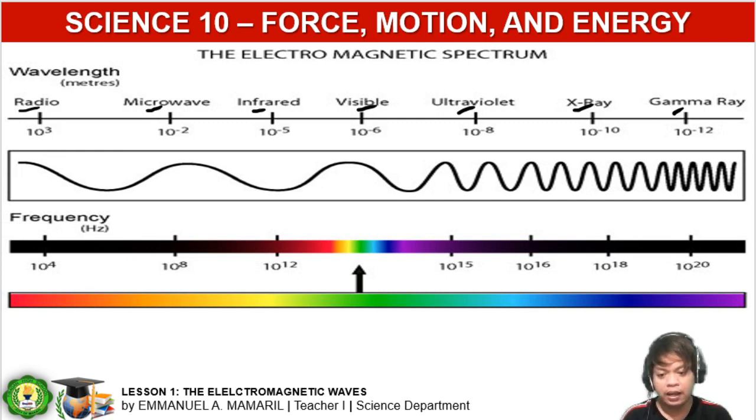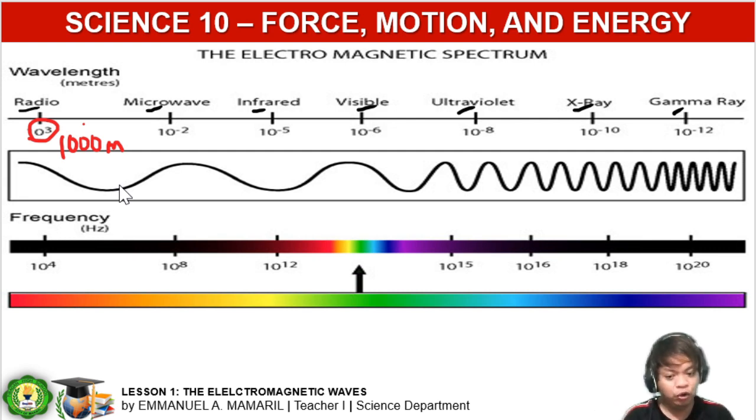Sabi dito, let me change the color. Sabi po dito, a radio wave has 10 exponent 3 meters of wavelength, which means that it has just 1 with 3 zeros meters of wavelength. So kung i-measure natin yung distance from one wave to another wave ng radio wave, ang sukat po nun ay 1 kilometro or 1,000 meters.